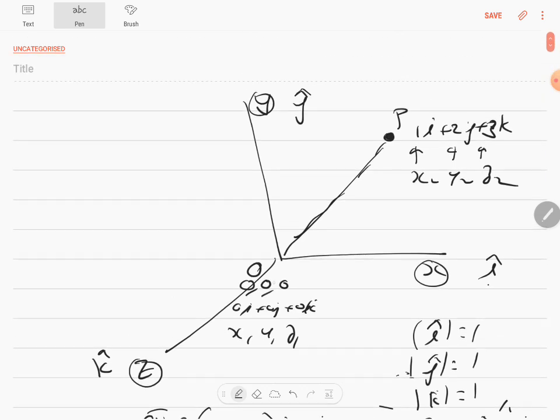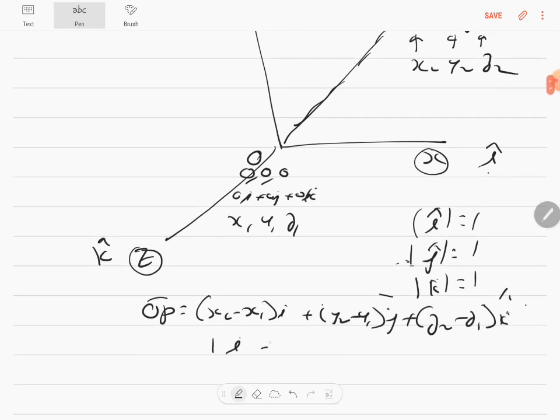So in this case it will be 1 minus 0 into i plus 2 minus 0 into j plus 3 minus 0 into k. You got a line vector. This is called a line vector. If you know two position vectors, you can convert them into a line vector.